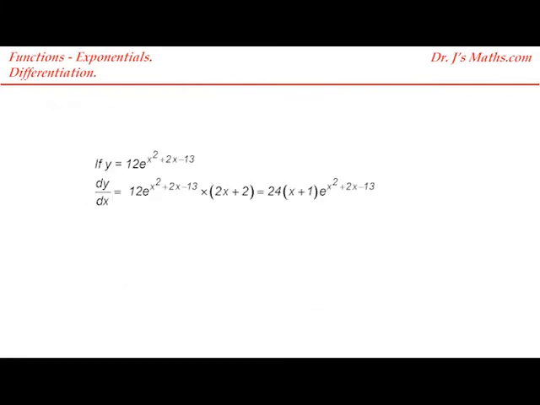If we have y is equal to 12e to the x squared plus 2x minus 13, then dy/dx is equal to, the 12 is decoration, write it down, copy the e term down exactly as it is, and then we're going to multiply by the derivative of the index, which is 2x plus 2. Tidy all that up, the 2's factorise out, so we have 24(x plus 1)e to the x squared plus 2x minus 13. Always the same pattern of approach.